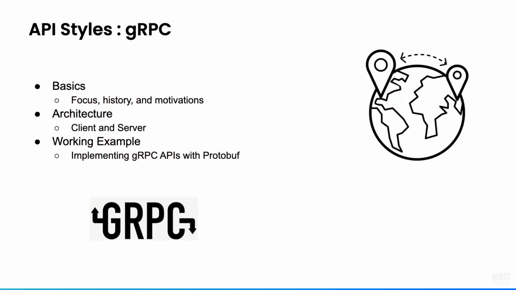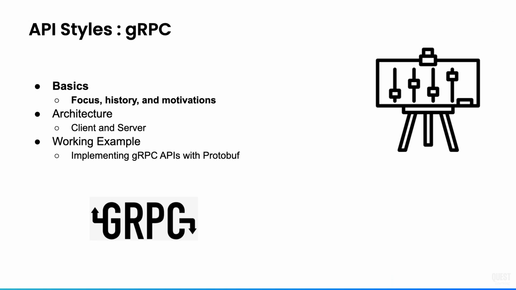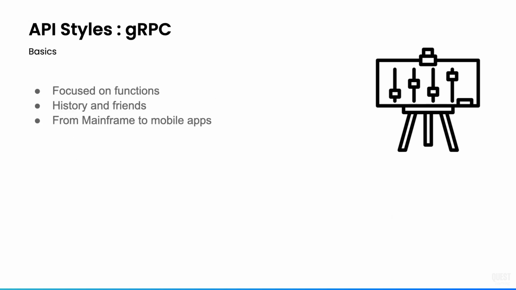Okay, let's talk about another API style, the gRPC style, or the Google Remote Procedure Call style. We'll talk about basics, architecture, and then look at another working example. And in the basics, as before, we're going to focus on the real reason for using this kind of style, the history behind it, and the motivations.